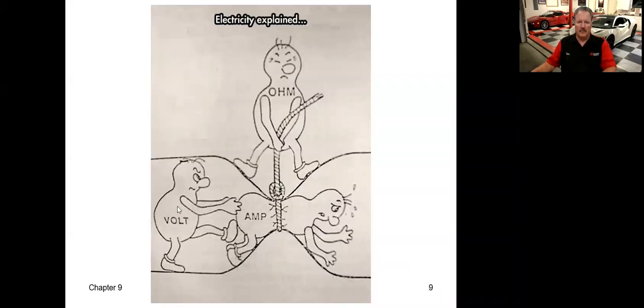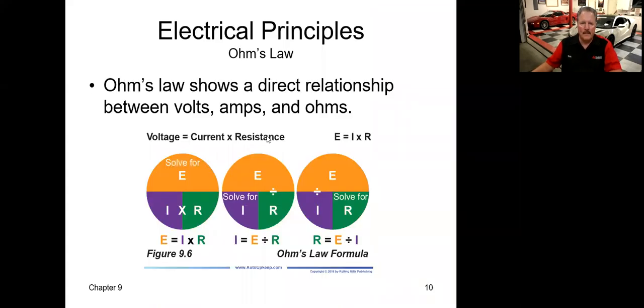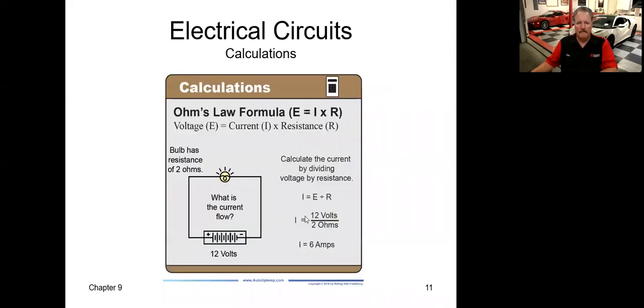Electricity explained. This is Ohm's law. Maybe some of you have heard that. It takes 1 volt to push 1 amp through 1 ohm of resistance, so it's a 1-to-1-to-1 ratio. Ohm's law shows a direct relationship between the volts, amps, and ohms, and if you know 2 of the properties, you'll be able to get the third one.